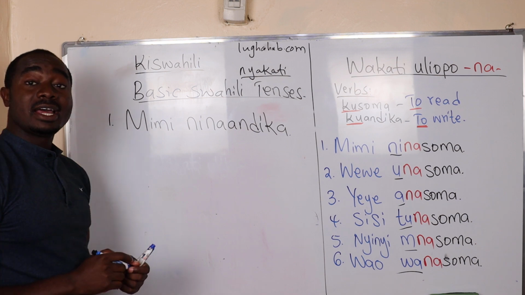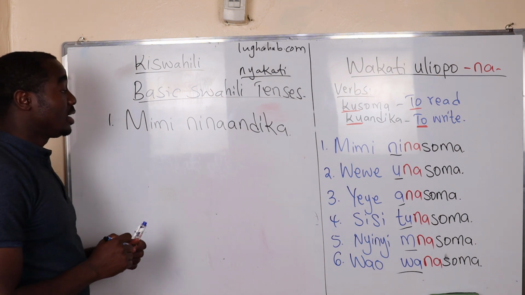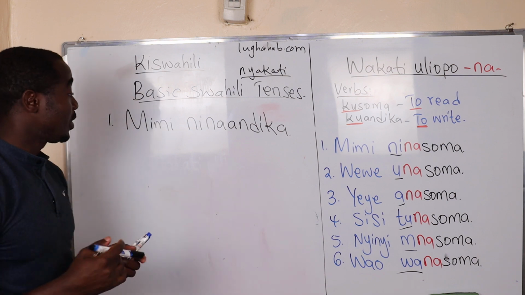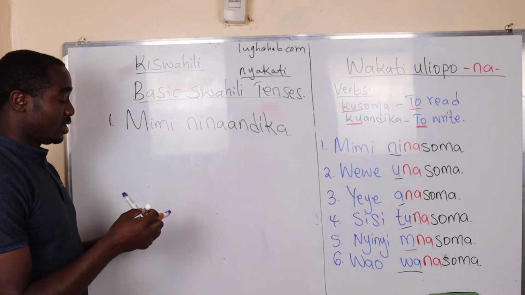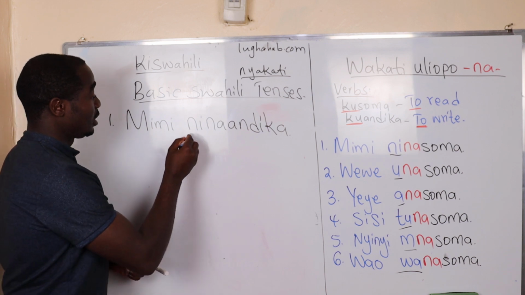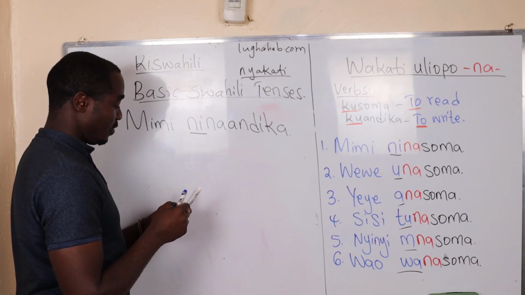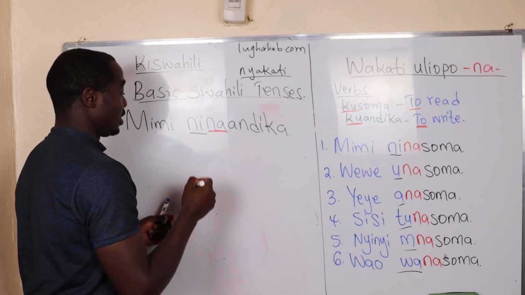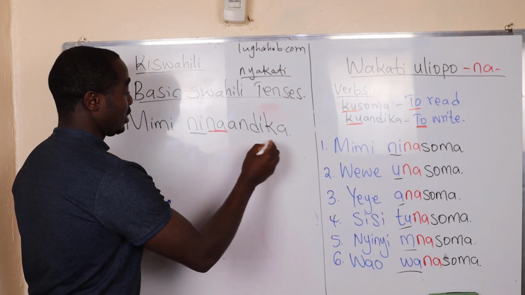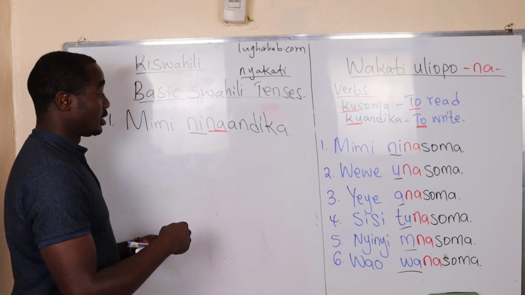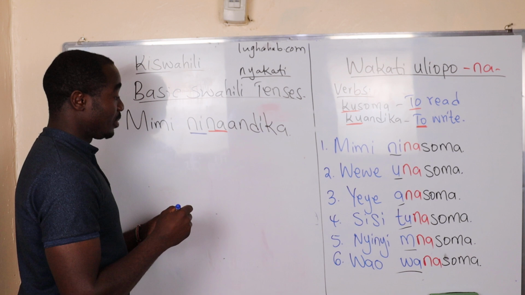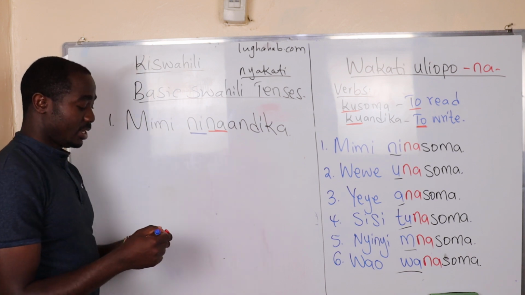Mimi ninaandika. I am writing. We have here ni, then we have here na for the present tense, then the verb andika, like this. Sawa? The verb is andika. Ninaandika.